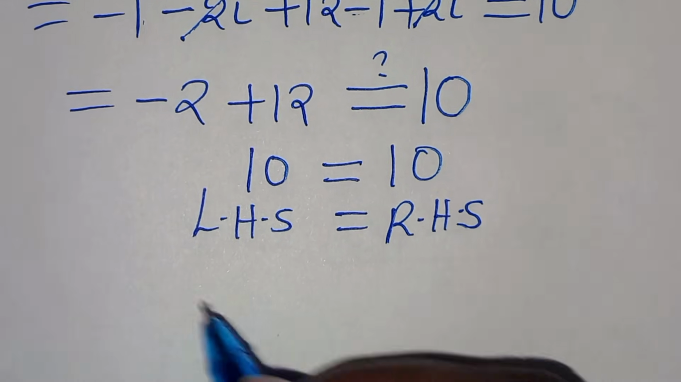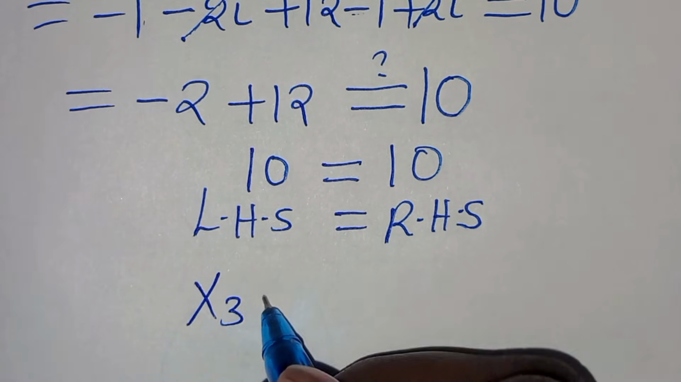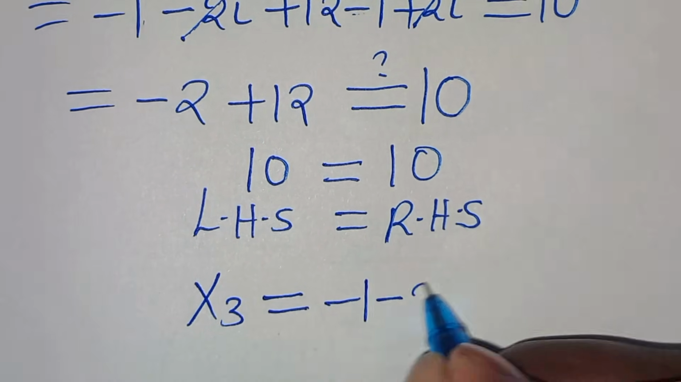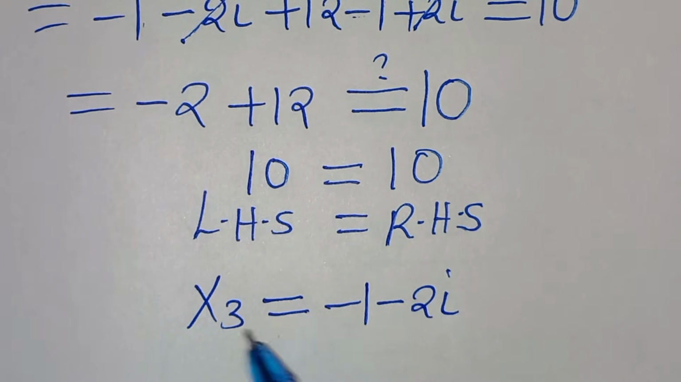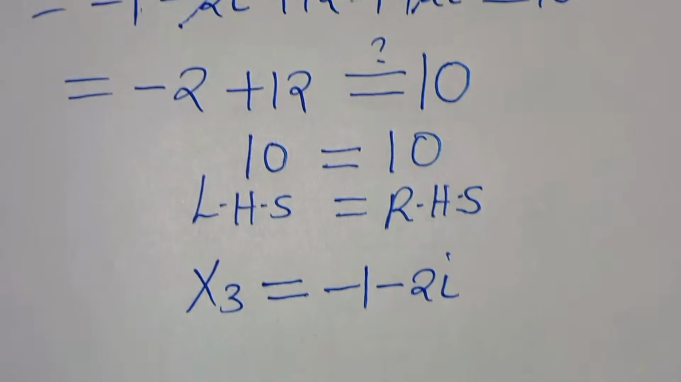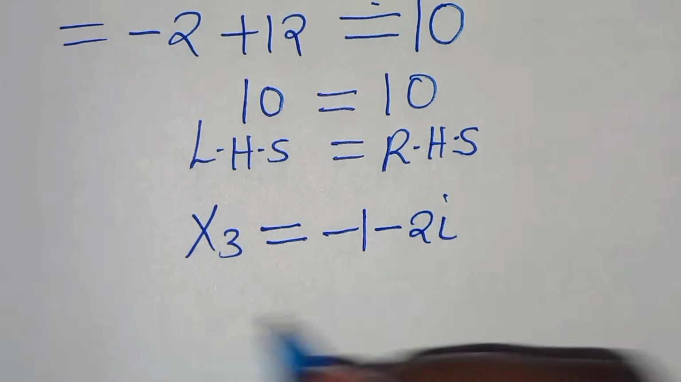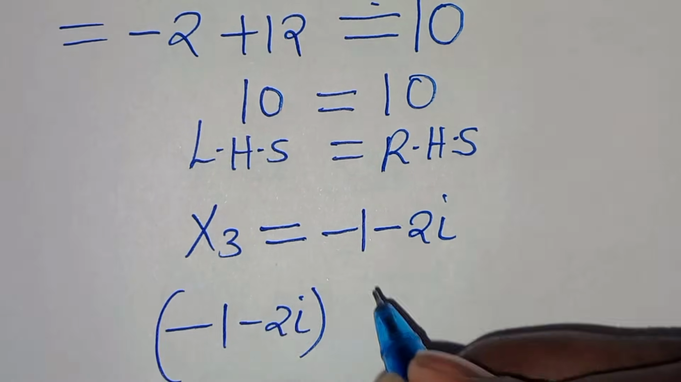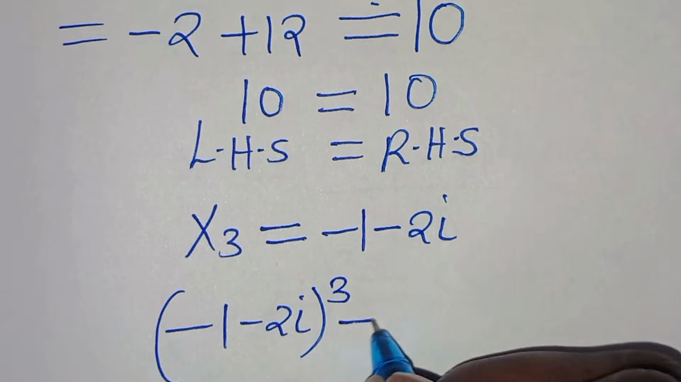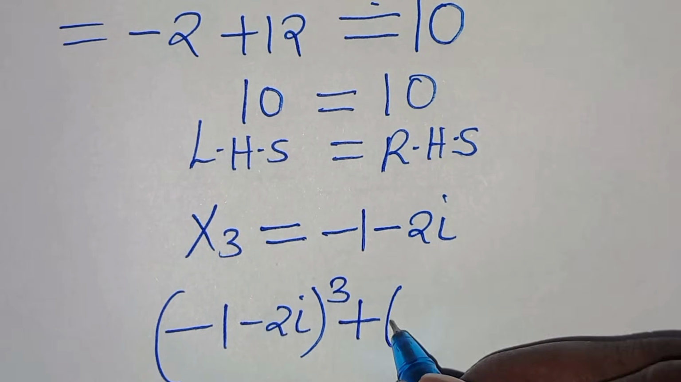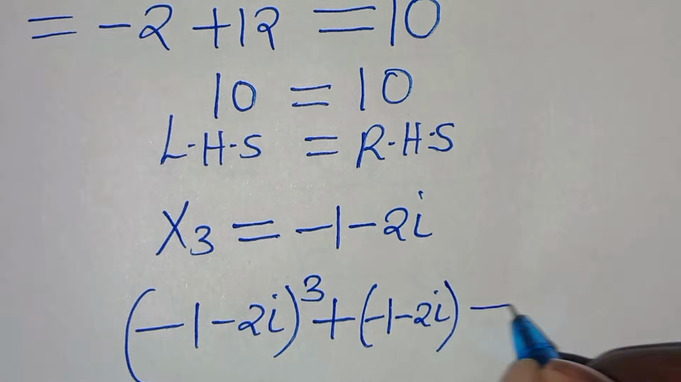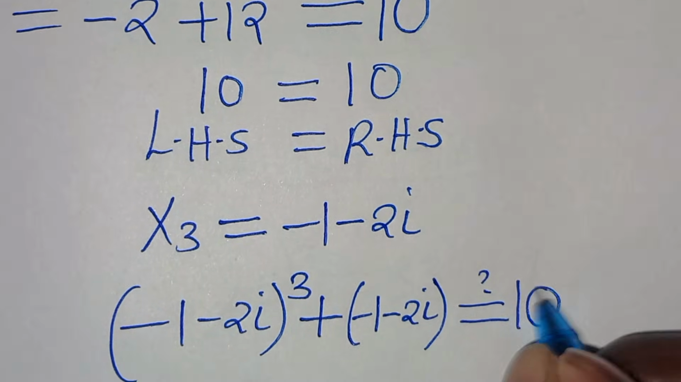Now, let's proceed to x3, which is equal to -1 - 2i. So let's verify this. So we have (-1 - 2i) raised to the power of 3. Then we have plus (-1 - 2i). This is supposed to give us a value of 10.